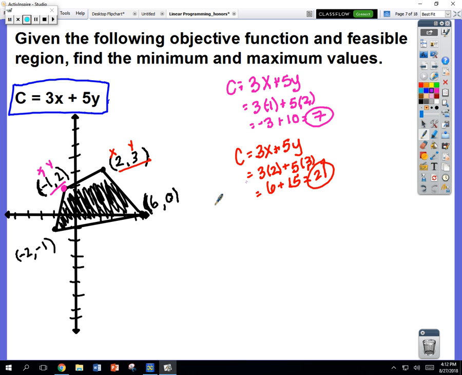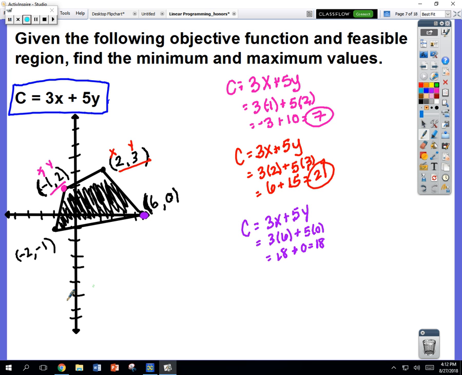Now I'm going to try the next one, (6, 0), the next vertex. 3x + 5y, you're going to use the same one for all of them. 3 times x, which is 6, plus this time y is 0. So I get 18 + 0, which is 18.